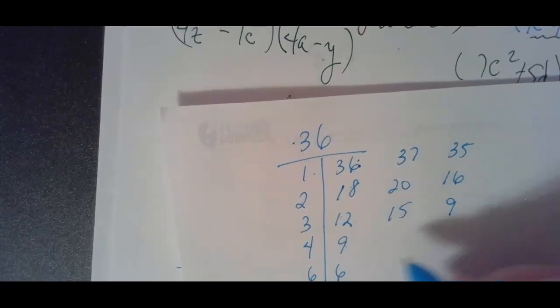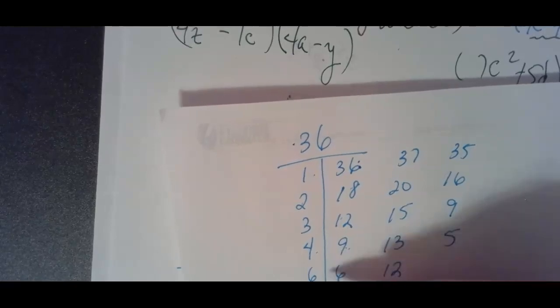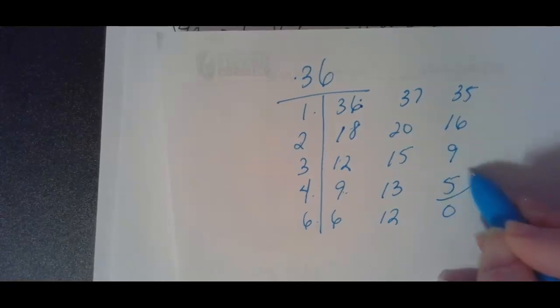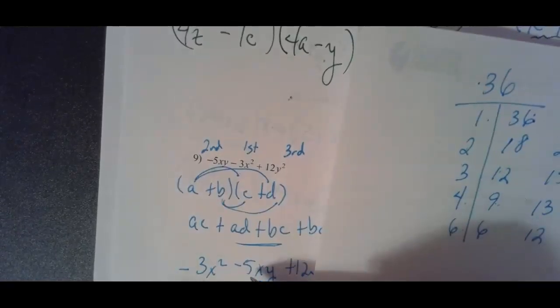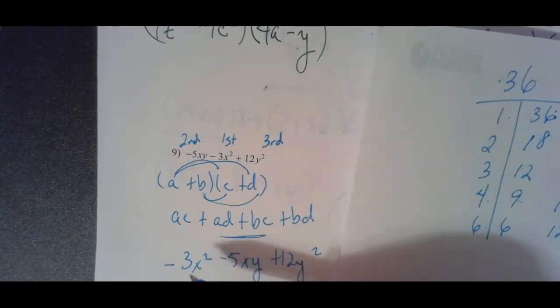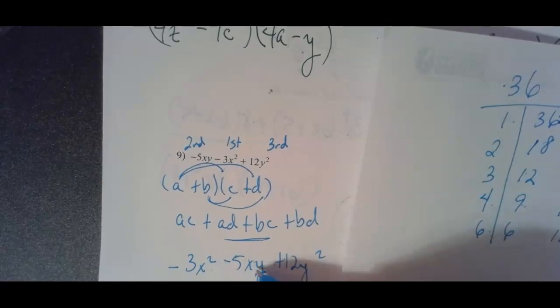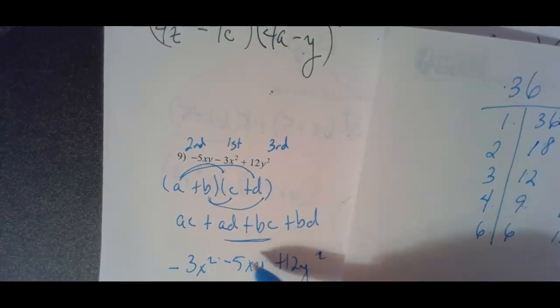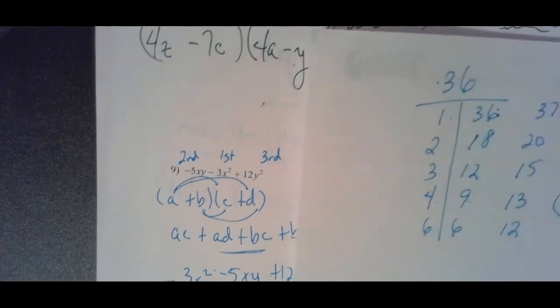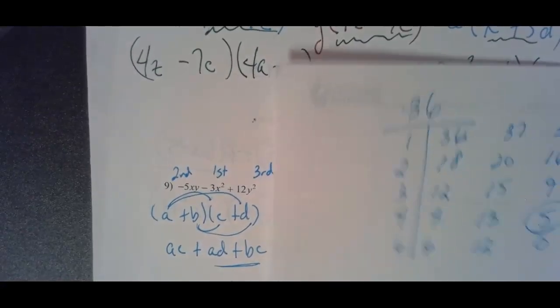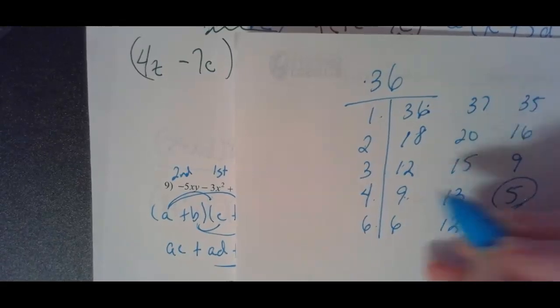For 4 and 9, if I add them together, I get 13. If I subtract them, I get 5. For 6 and 6, add them together, I get 12. Subtract them, I get 0. Okay, so I'm looking for something with a 5 right there, because that's our middle term when we rewrote this in decreasing order, alphabetically: 2 x's, 1 x, no x's, and no y's, 1 y, 2 y's. So, since our 5 is negative, our larger number will have to be a negative number.